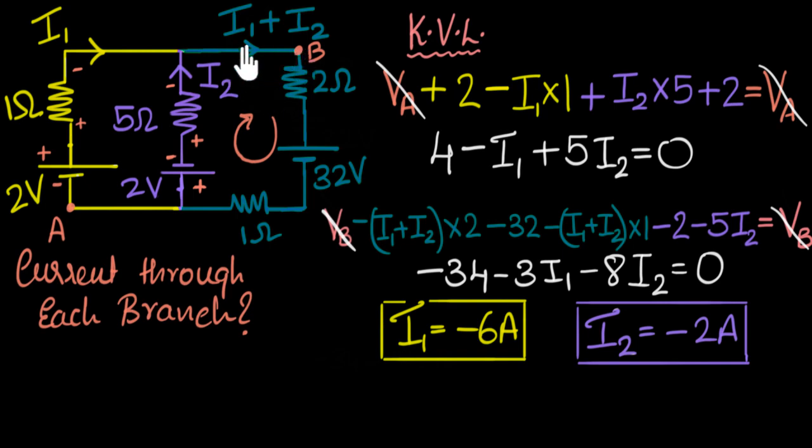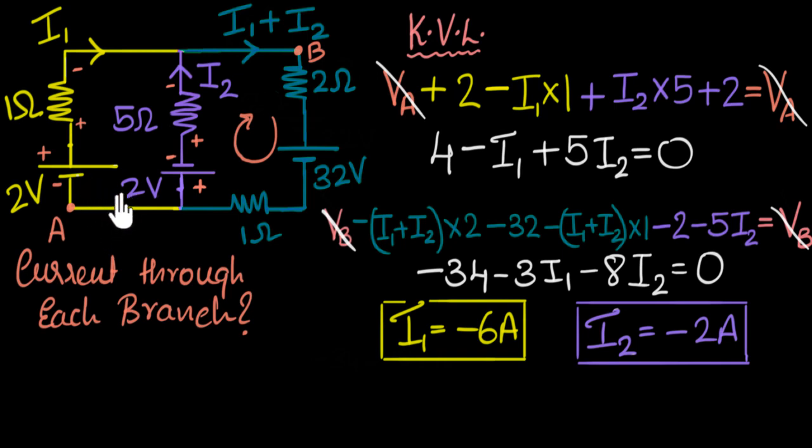And the current over here is just I1 plus I2. So the current over here will be -8. I'm not writing that down. And that again means that the current in this branch has to be going in the opposite direction, 8 amperes this way.